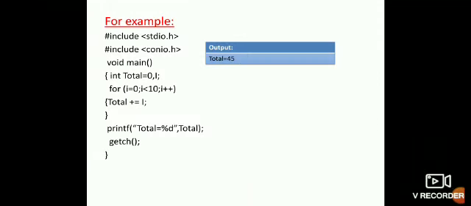Now let's have a look at this example. In this example, we have taken integer total equal to 0, and integer i. For i equals 0, i less than 10, i plus plus, total plus equals i. That means total equals total plus i. So the value of total will be 1, 3, 6 and so on. So the answer will be 0 plus 1 plus 2 plus 3 plus 4 plus 5 plus 6 plus 7 plus 8 plus 9, that is equal to 45. So the compiler will print the answer as 45.